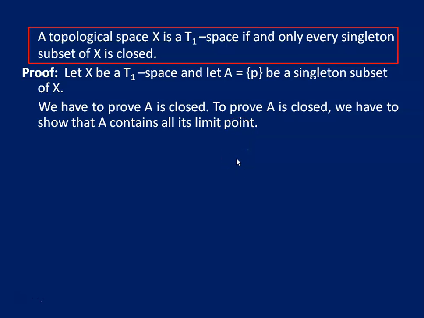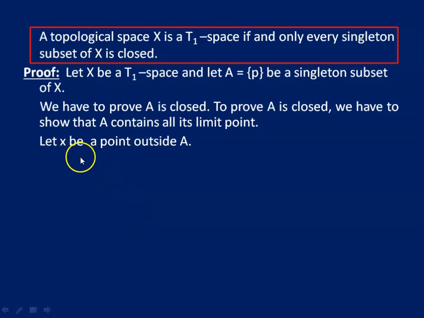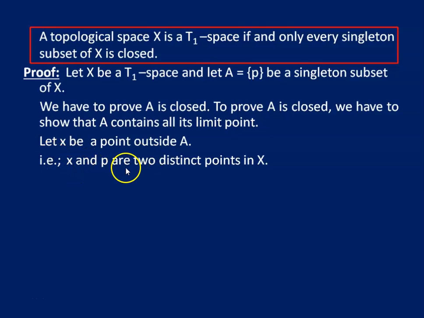There are two ways of proving this. One way is we can show that the complement of A is open, then A will be closed. Otherwise, we can show that if A contains all its limit points inside A itself, then A is a closed set. Now let us do this. Let X be a point outside A. Since X is a point outside A and A contains the point P, X and P are two distinct points in X, because X is outside A and P is inside A.